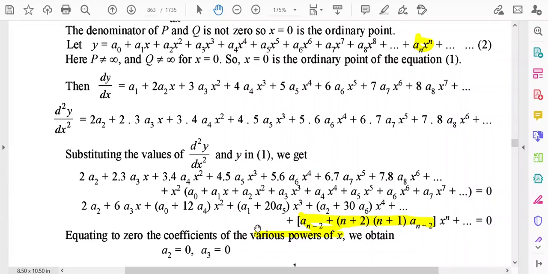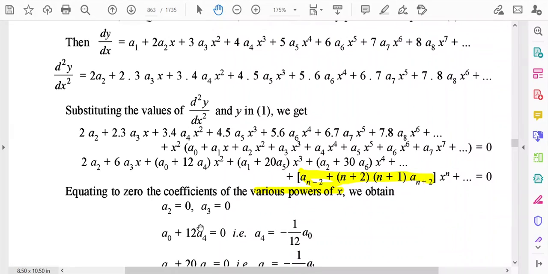Now what you have to do, after rearranging this expression in powers of x, is equate to 0 the coefficients of various powers of x. You see that there are various powers of x here. So first, the right hand side is 0. The coefficient for x to the power 0 is 2a2. So 2a2 is equal to 0. It means that a2 is equal to 0.